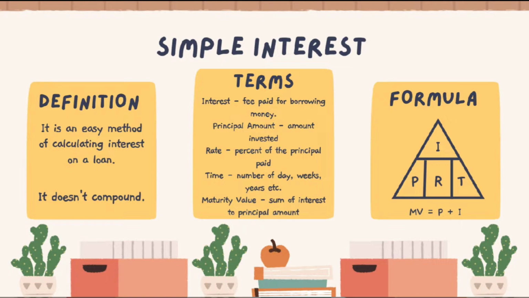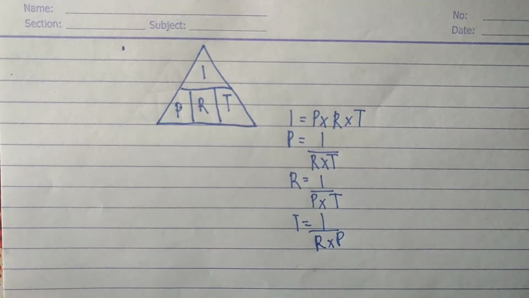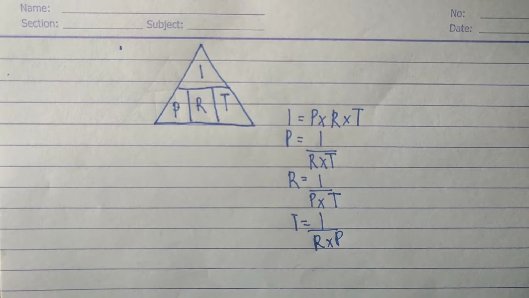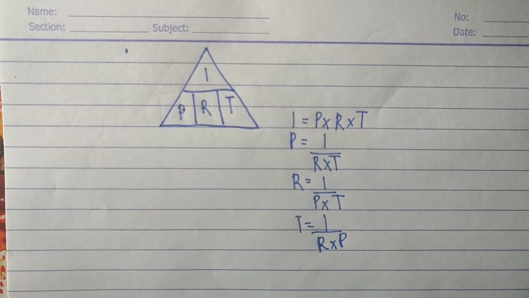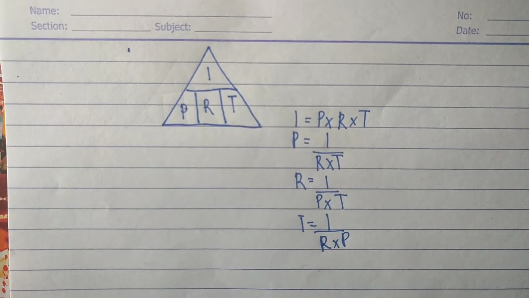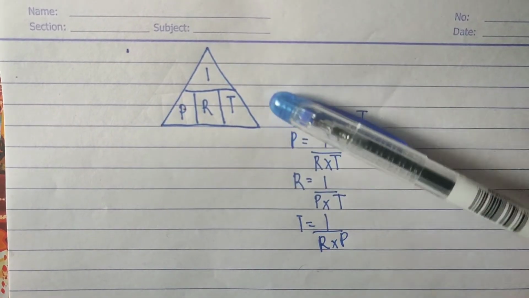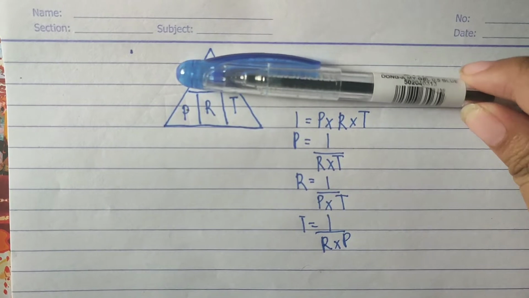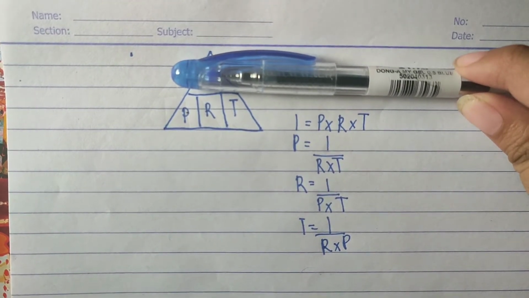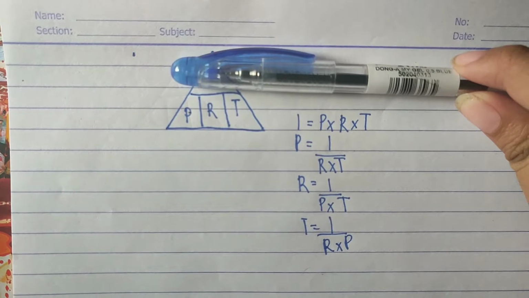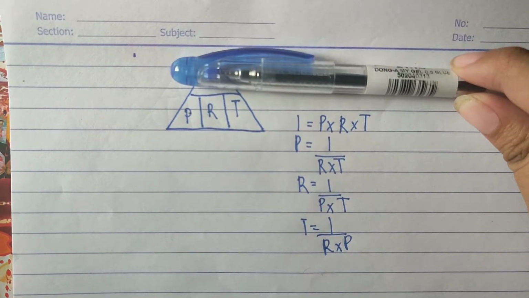The formula is easy to memorize as long as you don't confuse yourself with the letter on top. So this is our formula. And we also have the formula for maturity value, which is equals to principal plus interest. For example, para makuha yung formula ng interest, tatakpan natin siya, and ang mangyayari is kung ano yung natirang letters ay yun ang formula. Dito sa triangle, tatakpan natin yung letter I, tapos yung natira na lang is letter P, R, and T. So yun na yung formula natin. Interest is equals to principal times rate times time.